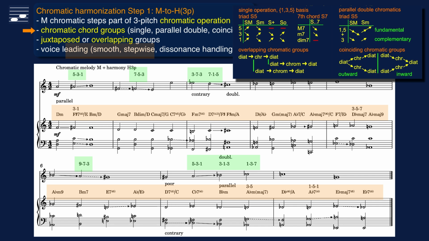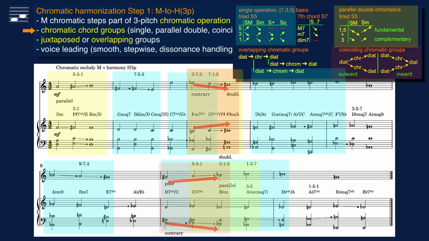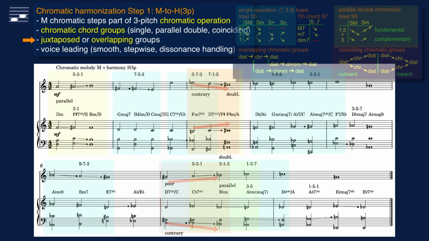Now watch the chromatic chord group element selection. You'll find a number of single operations adhering to the direction guidelines for major or minor chord structures. Next, there are parallel double instances. I also demonstrated two inward and outward contrary motion coinciding groups. The result is a mix of juxtaposed and overlapping chromatic chord groups.